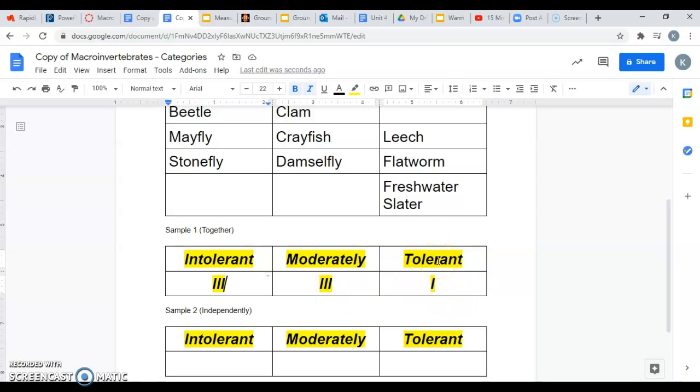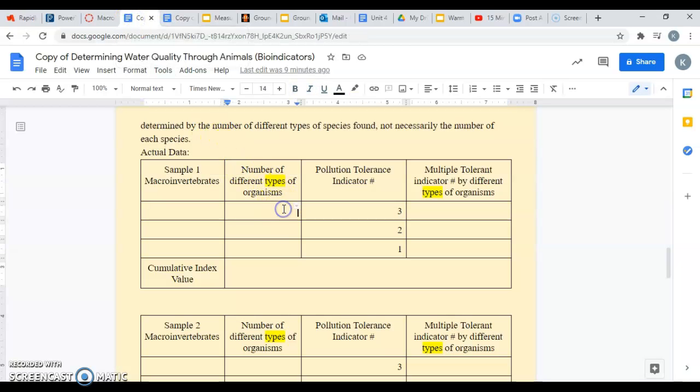Okay, so I'm going to go and put this information into my lab. So again, I have 3 intolerant, so 3 different types of intolerant organisms in the water, 3 types in the moderate, and then 1 type in the tolerant. So let me go back in and push it over. So I've got 3, 3, and 1. And these were my intolerant, my moderates, and my tolerant. I'm going to put a 1 right here.